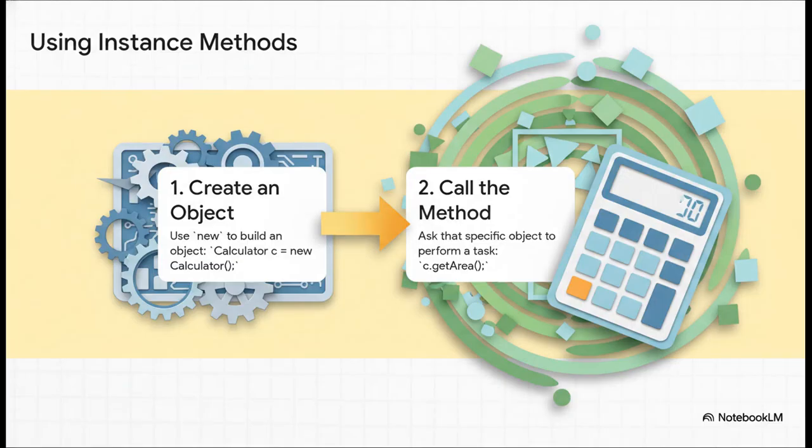Here's a quick look at how that works in code. In step 1, we use that new keyword to build an actual calculator object from the calculator blueprint. We'll just call it C. Then, and only then, in step 2, can we ask that specific object, C, to do a task for us, like get the area. See? Build it first, then use it.